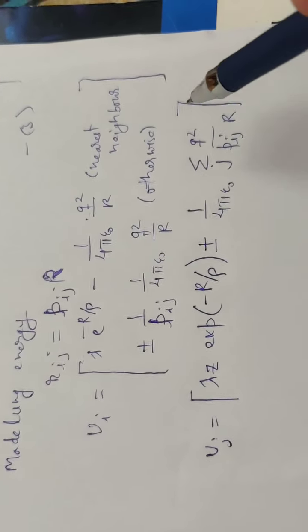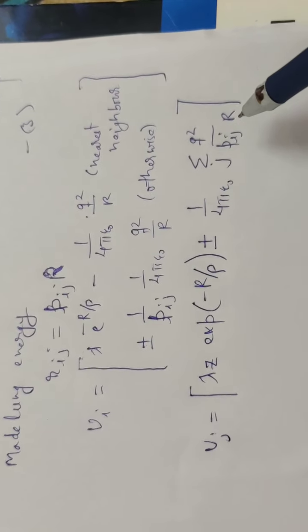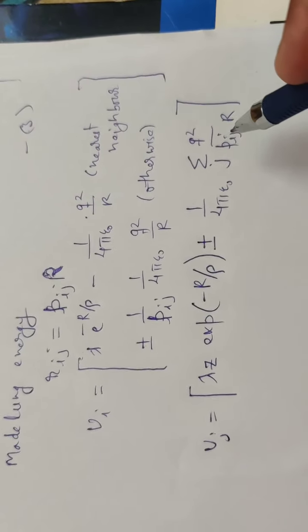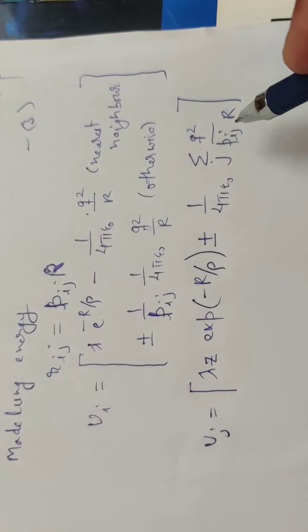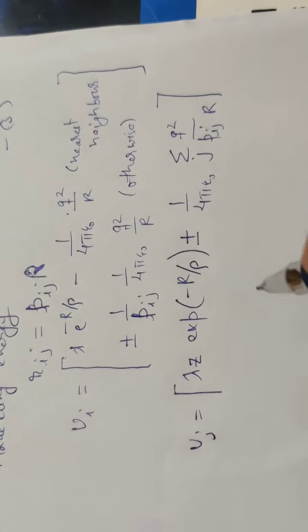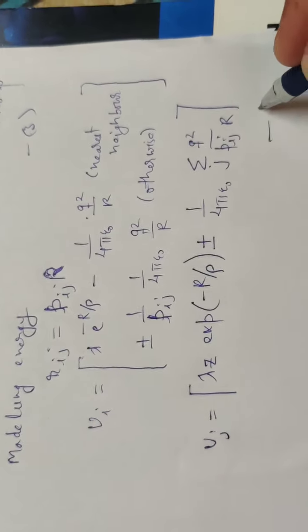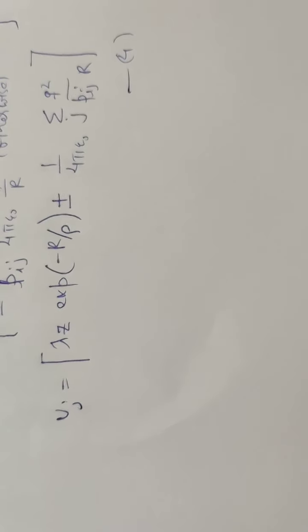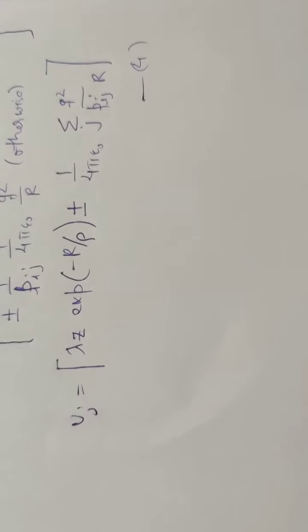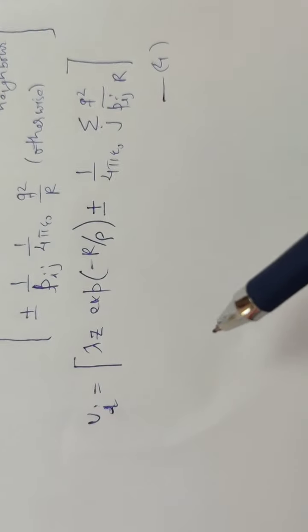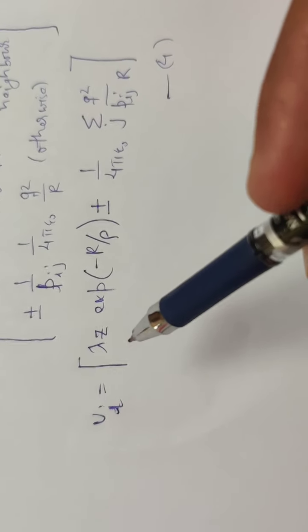So now for nearest neighbor, r_ij will be equal to r, because p_ij will be equal to 1. Let us consider this is equation number 4. So now for NaCl, the value of this U_i does not depend upon the reference ion i.